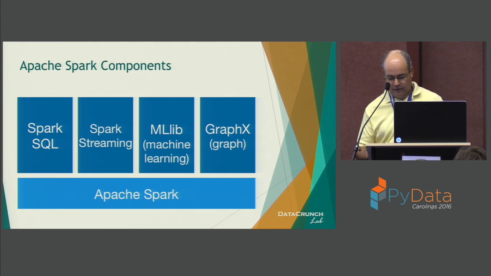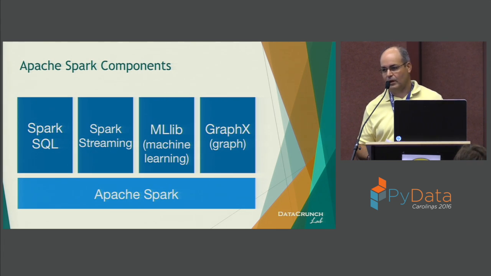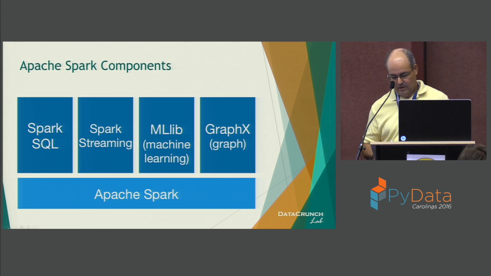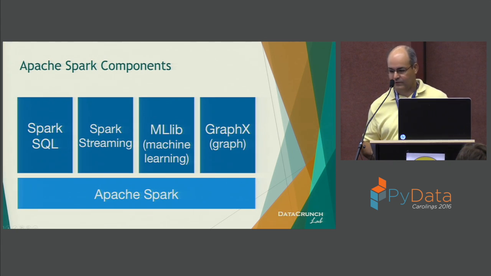So Spark offers targeted support for certain use cases, such as structured data and relational queries via Spark SQL. It provides support for processing of real-time streams via Spark Streaming. It also has a built-in library for machine learning, and it supports graph processing via the GraphX API.